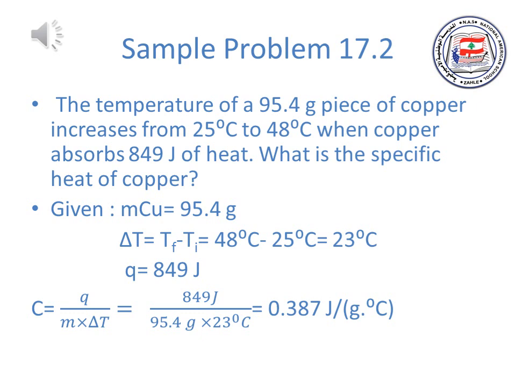So start with the equation for specific heat, C equals Q divided by mass times delta T. Then substitute the known quantities into the equation to calculate the unknown value, C of copper. So the answer is 0.387 joule per gram times degrees Celsius.